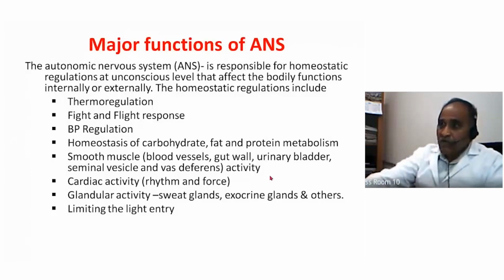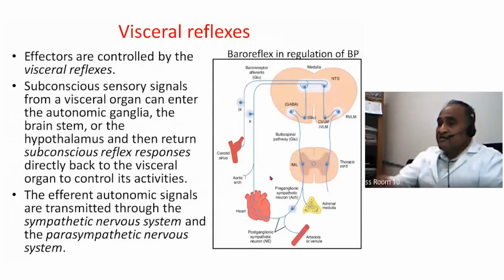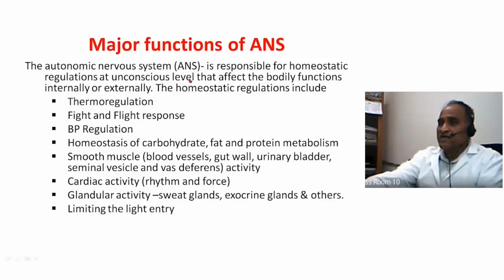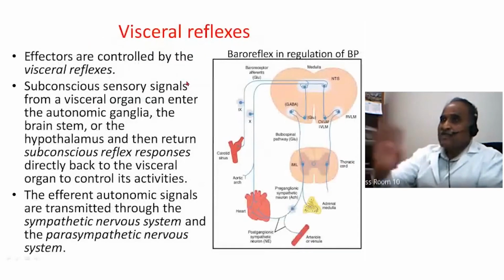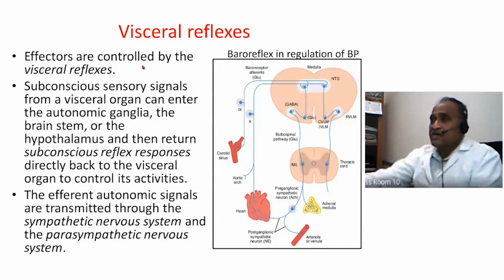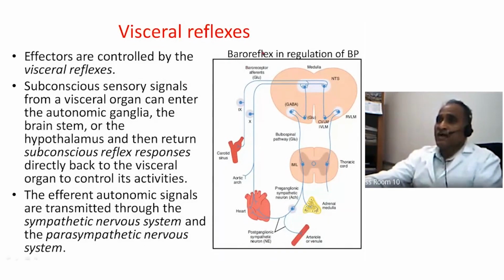Okay, moving on, I was just talking about the definition. The autonomic nervous system is responsible for the homeostatic regulations at an unconscious level. Here is one example of the homeostatic regulation of blood pressure at an unconscious level. Here I am trying to show you the baroreflex mechanism in the regulation of blood pressure.